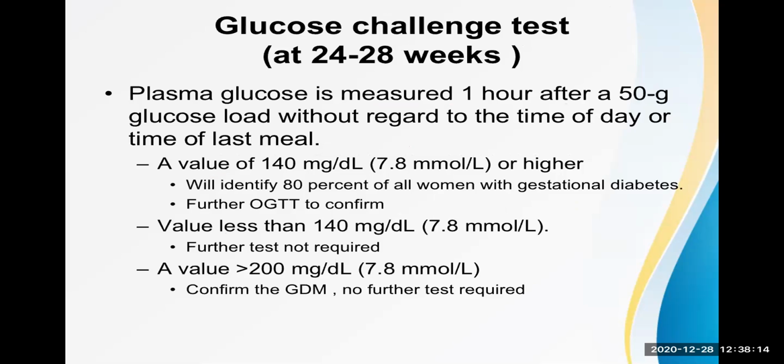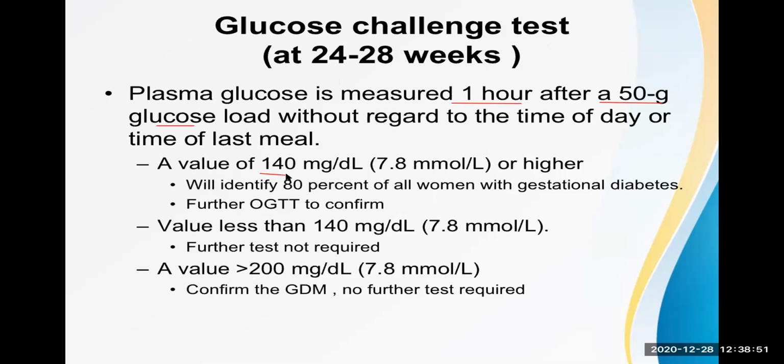Now, what is this screening test? This is the glucose challenge test, which is done around 24 to 28 weeks. This is the second trimester. Plasma glucose is measured 1 hour after a 50-gram glucose load, without regard to the time of day or time of last meal. So we give 50 grams of glucose to the lady, and then after 1 hour we measure the blood sugar level.